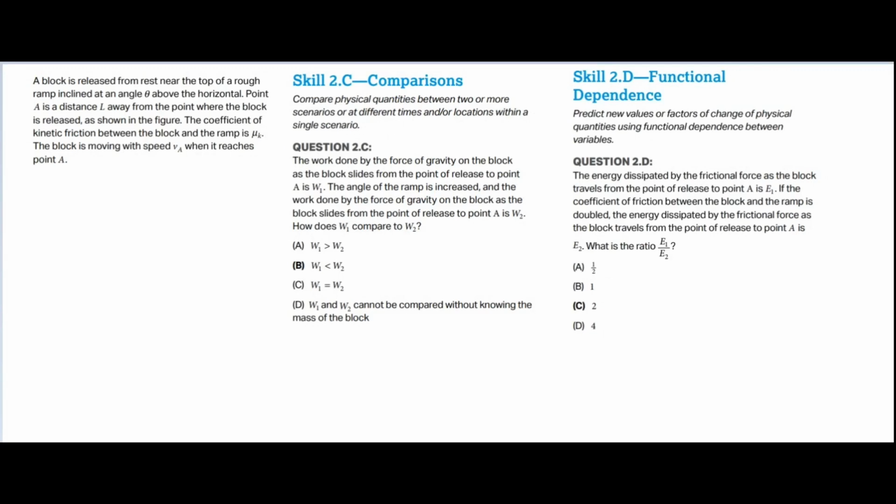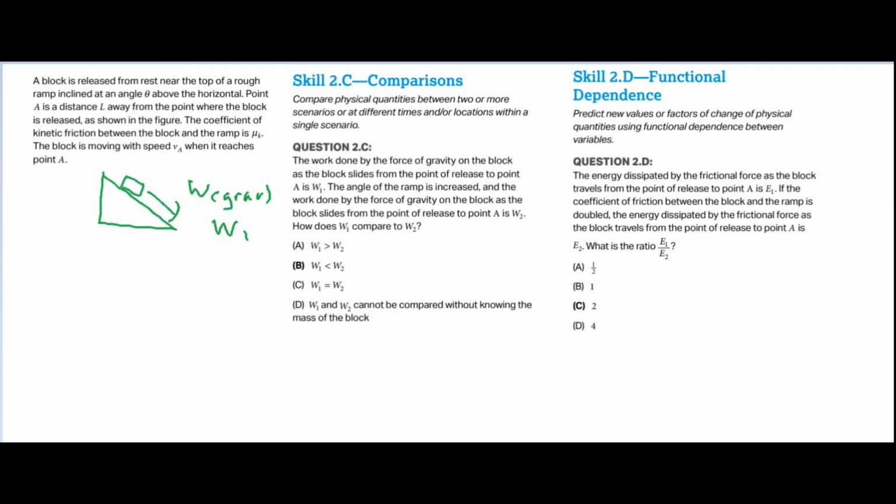I would say this is a pretty common kind of question where we have to analyze something and then reanalyze it with some different parameters. So it says the work done by the force of gravity on the block as the block slides from the point of release to point A is W1. Okay, so I'm going to do a little bit of drawing here. Work done by gravity, that one is called W1.